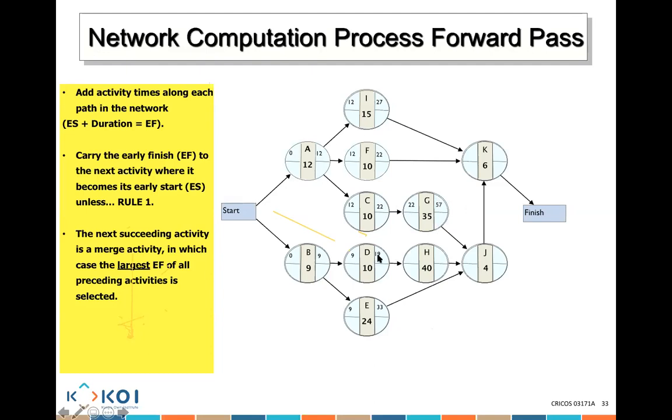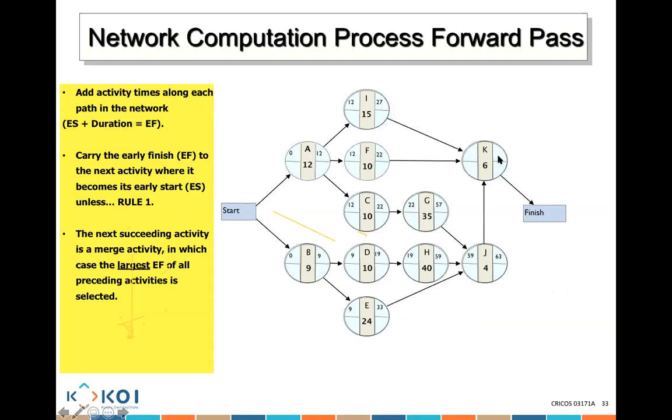What about H? When can H start? 19. Okay. 19 plus 40, 59. Now let me ask you. J is a merge activity. Which one is bigger, the early finish of E, H, or G? H, which is 59. So that's 59. 59 plus 4, 63. Perfect. Now let me ask you, is K a merge activity? Yes.